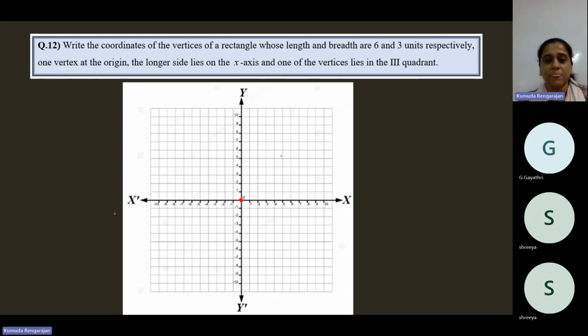Third quadrant is this one. First quadrant, second quadrant, third quadrant. So one of the vertices lies here. So that means the longer side should be like this, right? Only then can one vertex lie in the third quadrant. If the longer side is like this, then how can one of the vertices lie in the third quadrant?